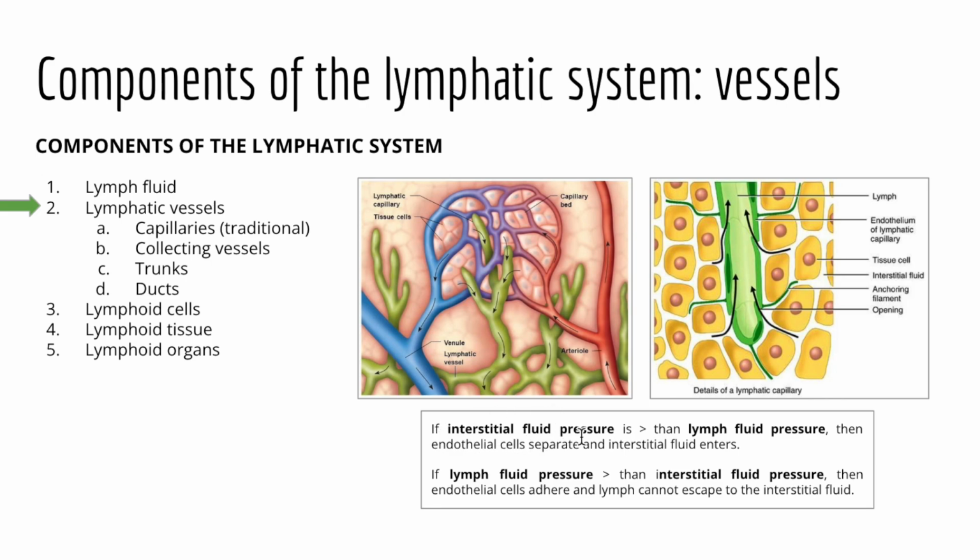So if interstitial fluid pressure is greater than lymphatic fluid pressure, then the endothelial cells are going to separate and interstitial fluid flows in. Whereas if the lymph fluid pressure is greater than that of our surrounding interstitial fluid, then endothelial cells adhere or tightly close and lymph can't escape via the interstitial space.